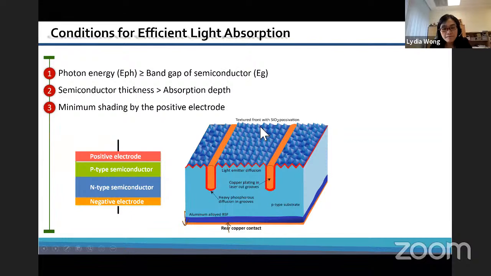Okay, let me just move to get a piece of solar cell.